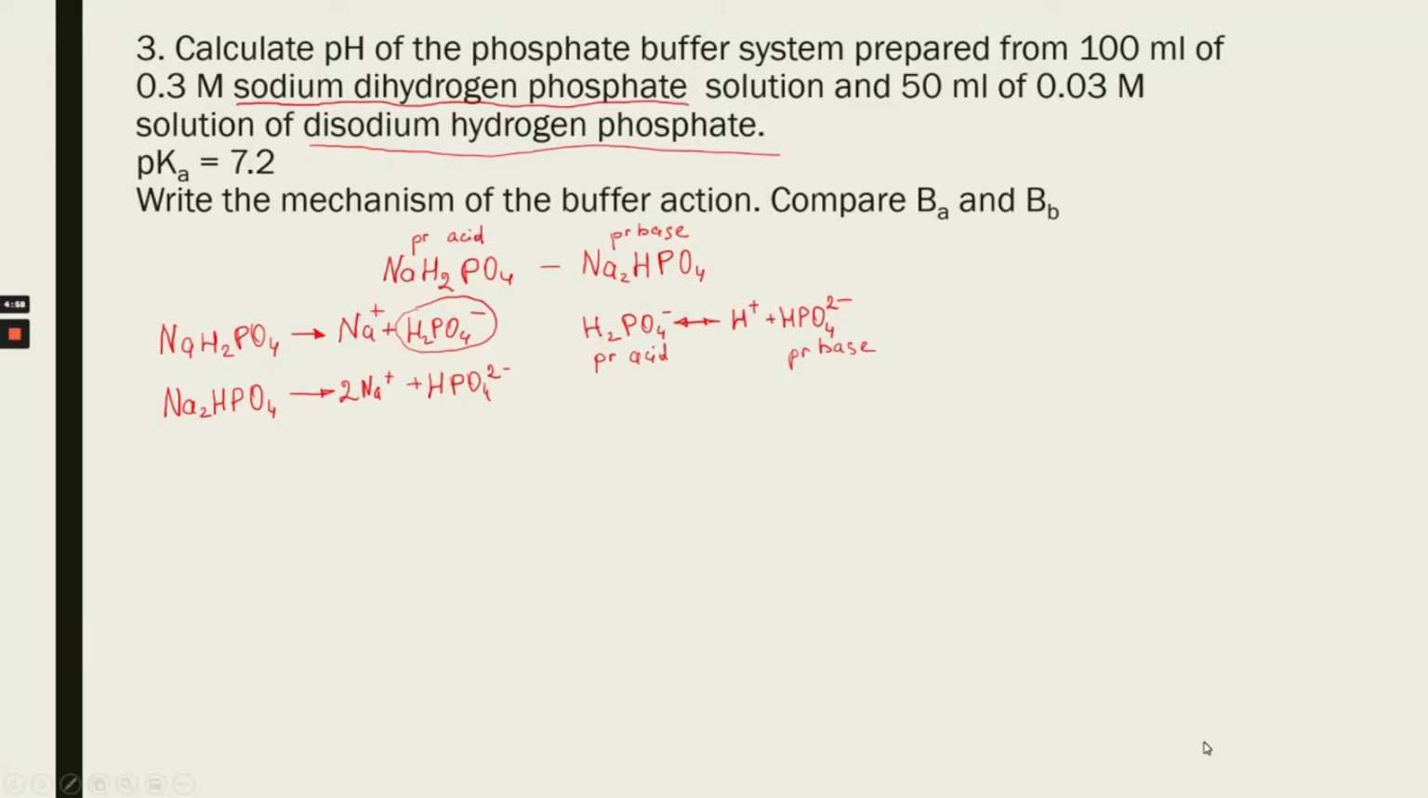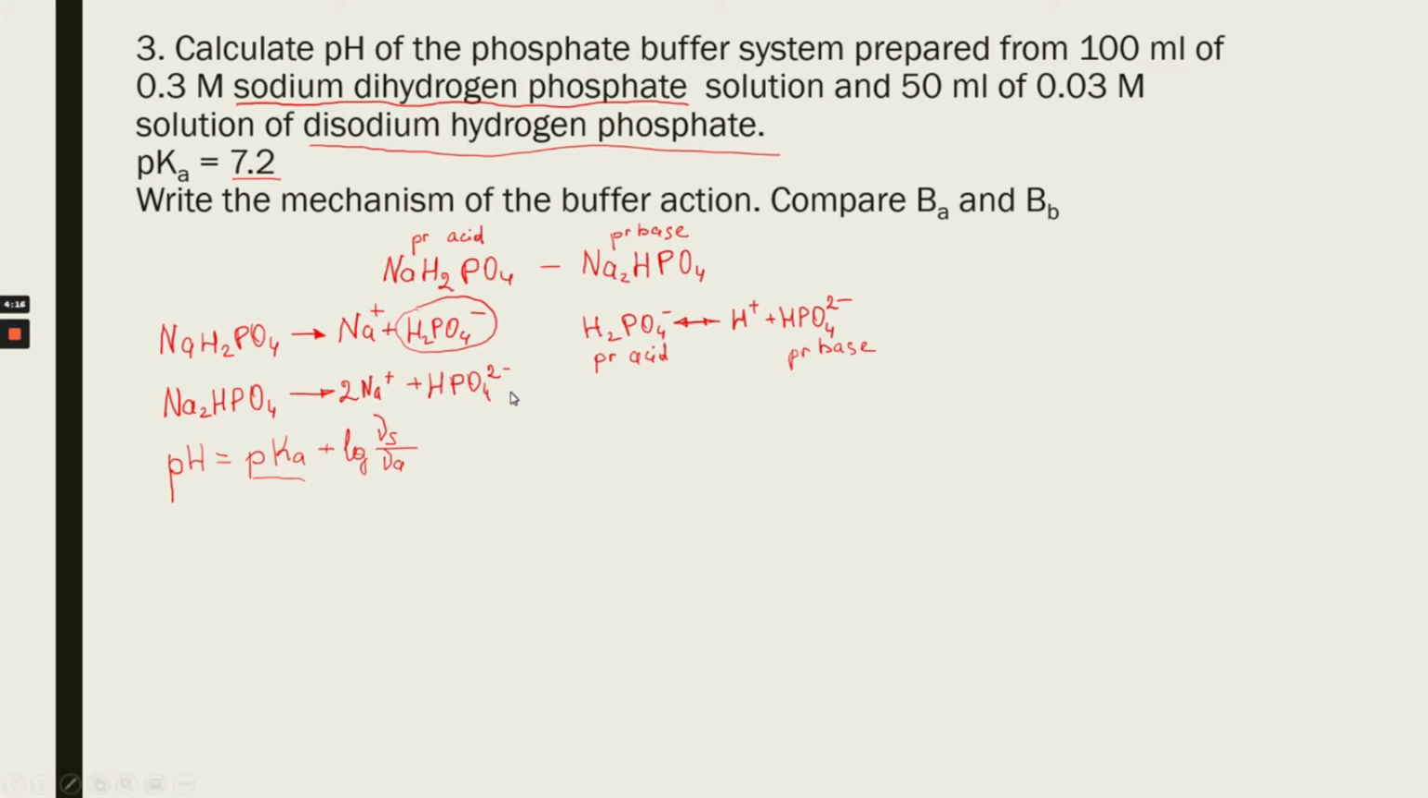Now we will calculate the pH of our buffer system. The basic formula for calculation of pH for a first type buffer system is pH equals pKa plus logarithm of the number of moles of salt over the number of moles of acid. The pKa is given here, it's 7.2, and the question is what is salt and what is acid in that terminology.